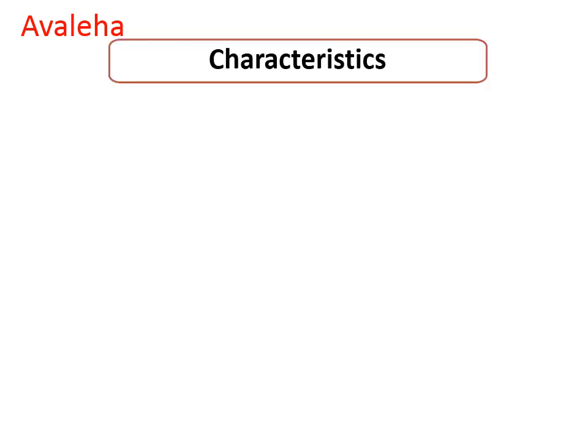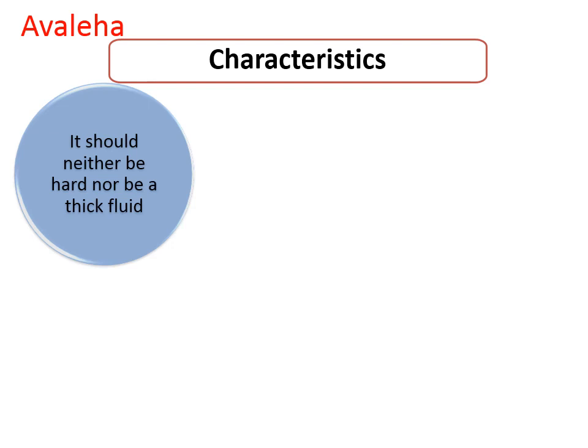Now, as we have discussed in the earlier lectures, Avaleha is homologous to our lozenges or syrups. So here, after completion of the formulation, it can be tested for the following characteristics, or it should have the following characteristics. It should neither be hard nor a thick liquid. A very thick liquid will be very difficult to take out of the bottle or even to take in a spoon. And later on, even after storage, the viscosity keeps on increasing. So just immediately after formulation, the solution should not be too thick.